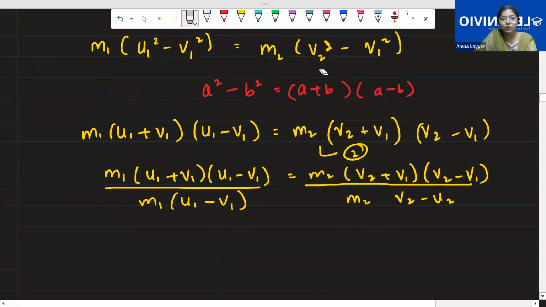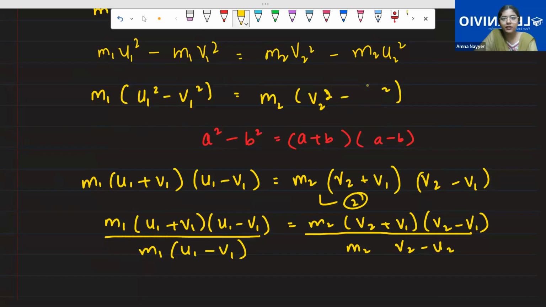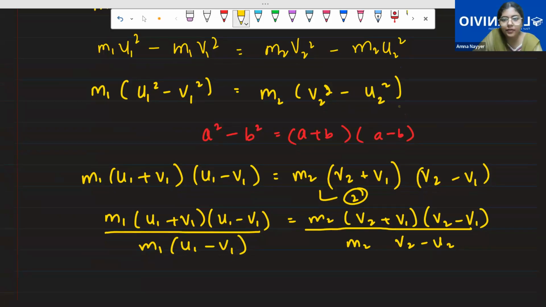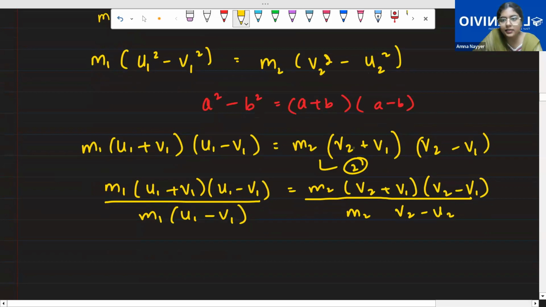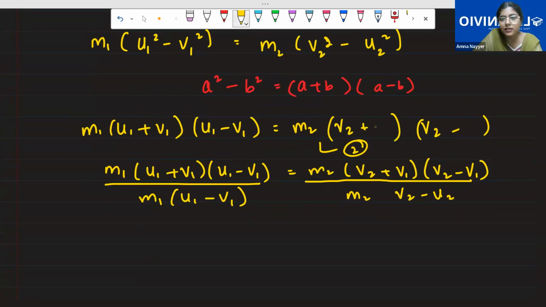This was V2 square minus U2 square. M1, U1 minus V1, V2 minus U2. I have written it here. U2 square, so V2 minus... plus, I have written U2 minus V2 plus U2, V2 minus U2.